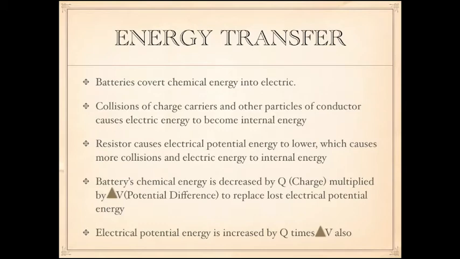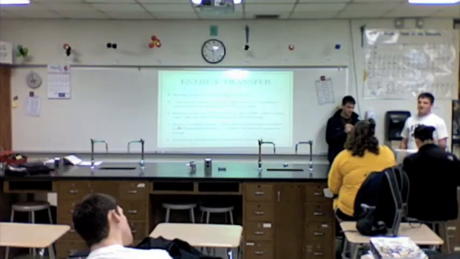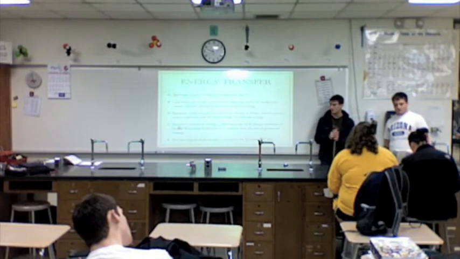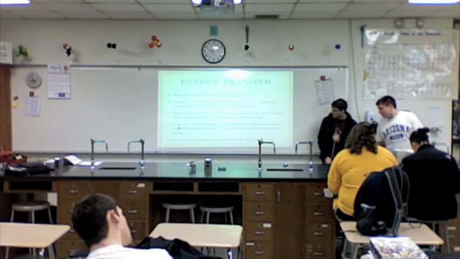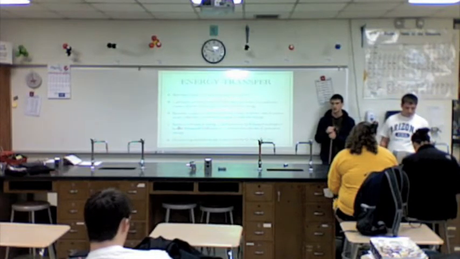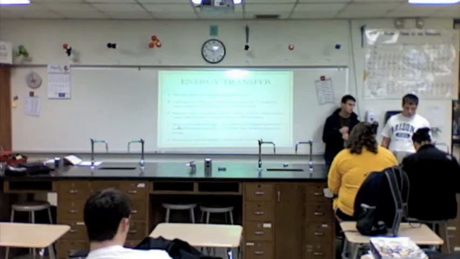A resistor causes electrical potential energy to lower. That causes more collisions. The battery's chemical energy is decreased by Q, the charge, multiplied by the change in V, which is the potential difference. It's the same equation as in the other ones, and it replaces the lost electrical potential energy. Potential energy is increased by Q times change in V. That's basically the opposite. The potential energy has to be increased because it's losing some through the resistor. That's how it's creating electricity, the change from potential to actual energy.